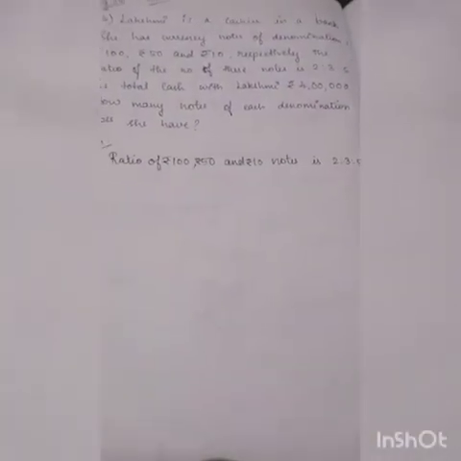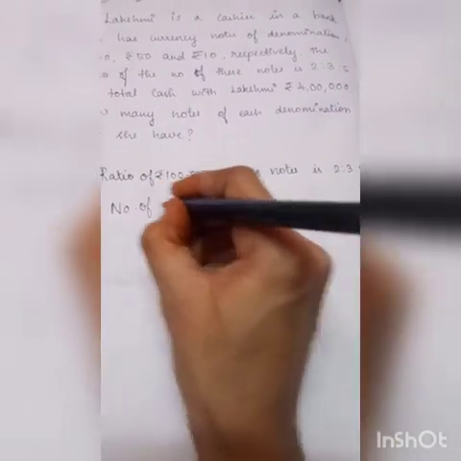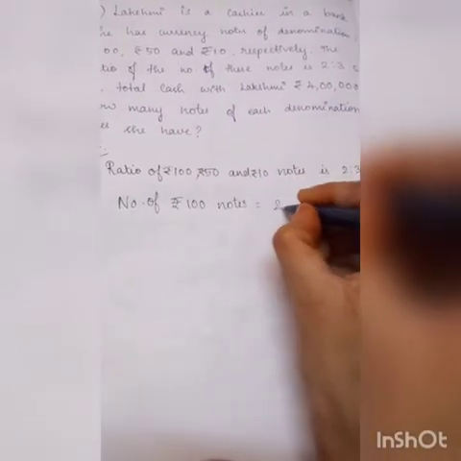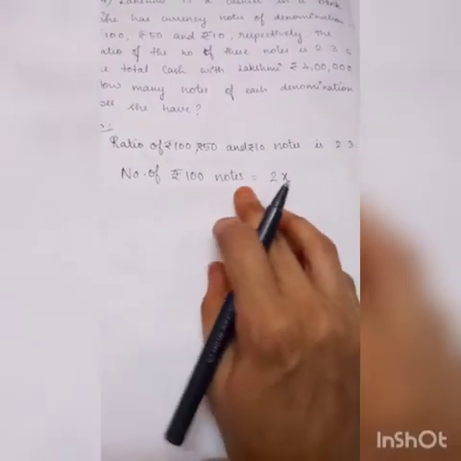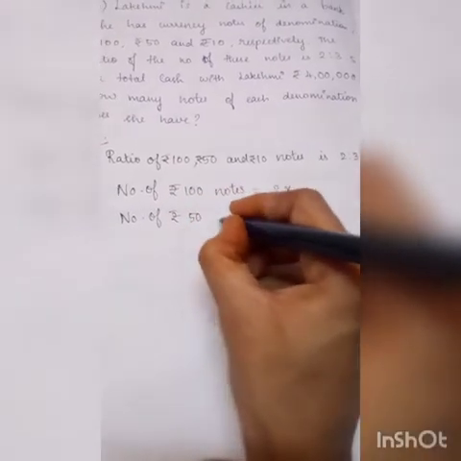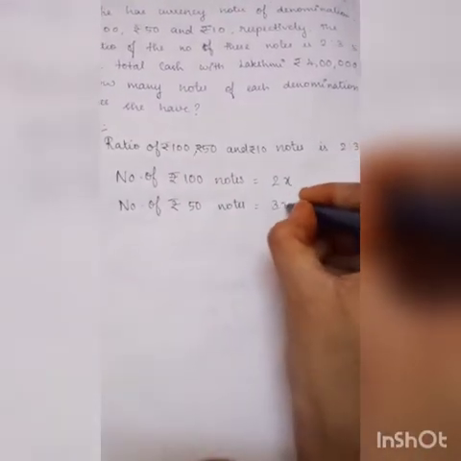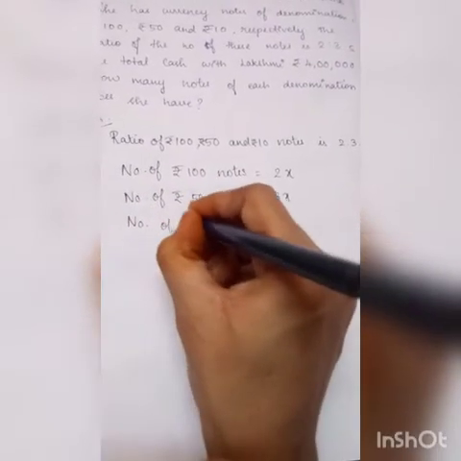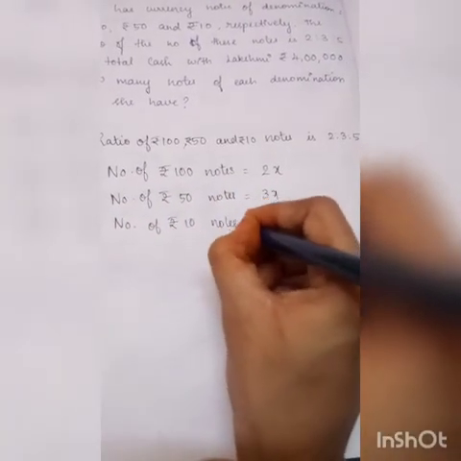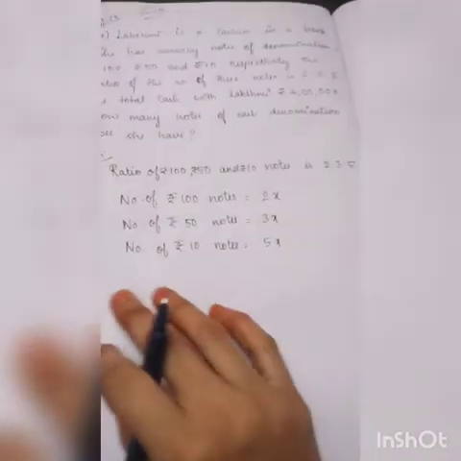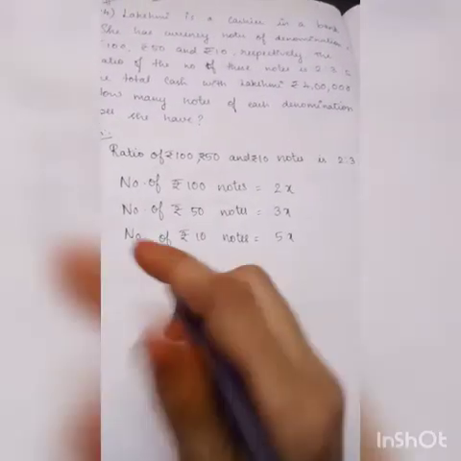Is it correct? Now, number of 100 rupee notes is 2x. Number of 50 rupee notes is 3x, because 2:3:5, so 2x, 3x, 5x. Is it correct? Number of 10 rupee notes is 5x. Is it correct? Till now you understood how I have written the number of notes? Yes.